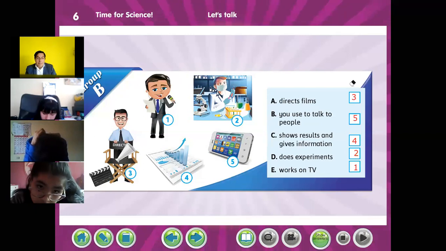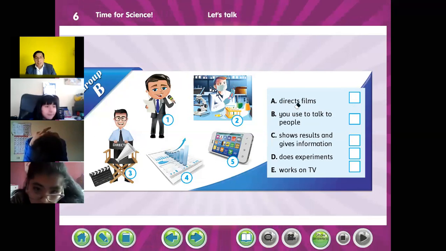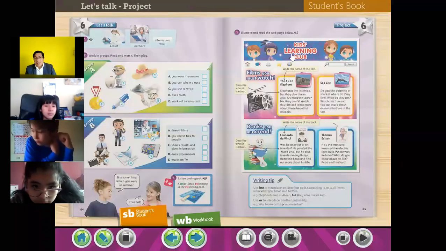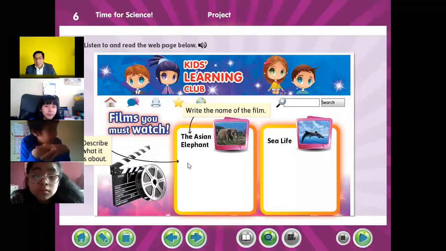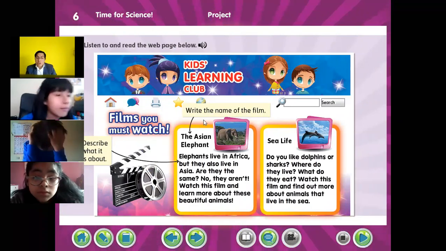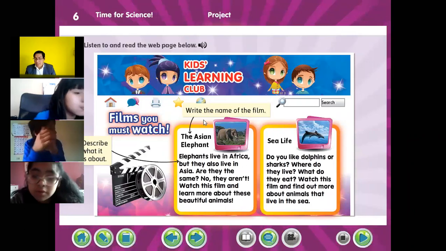Now, let's work with the next part, okay? Next page, please, in your books. Page 65. Kids Learning Club. Okay? In this part, we are going to work now with a composition, with a writing. Okay? Let's work with that.